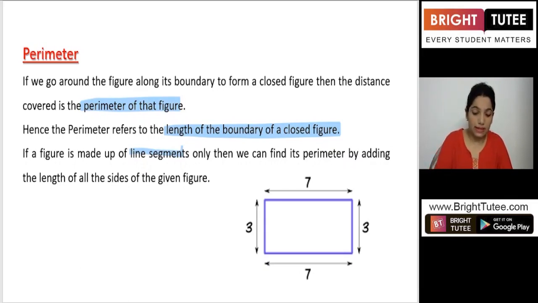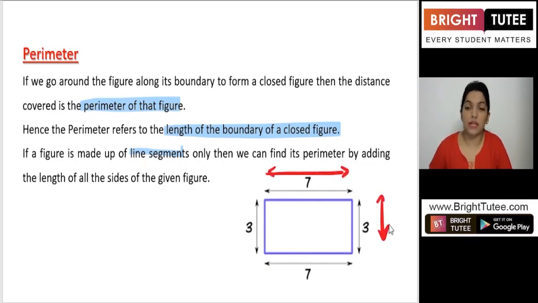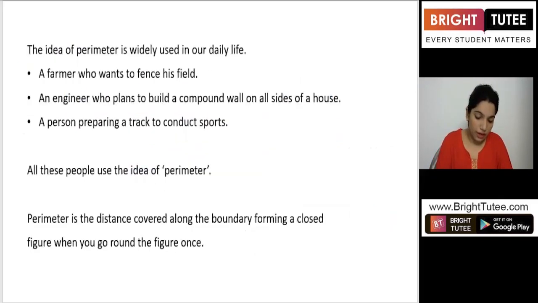Very simple. Let us see. As you can see here, we are given a figure which is a rectangle and we are given the measurement of its sides. So here the longer side is 7 and this particular side is 3. So these are the measurements that are given to you for this particular rectangle.